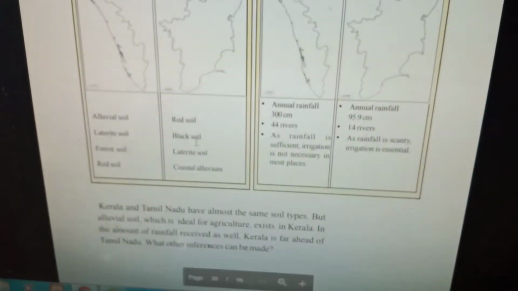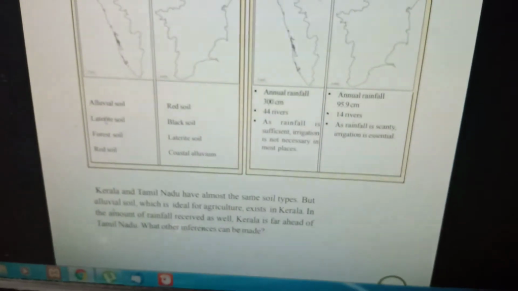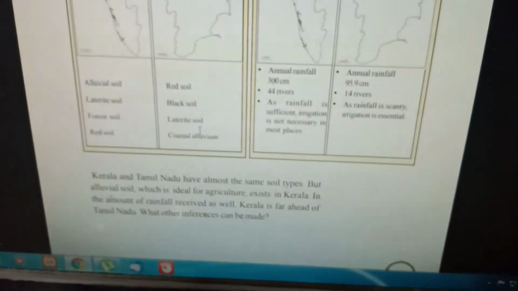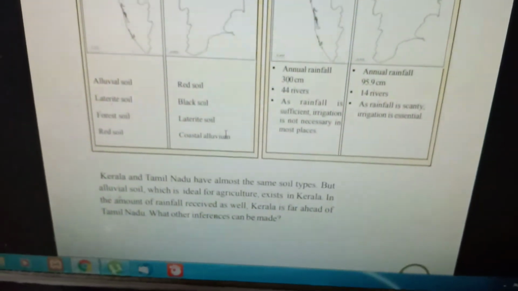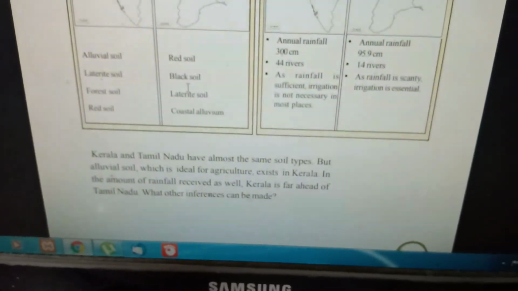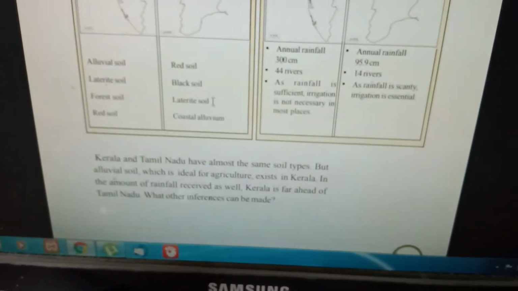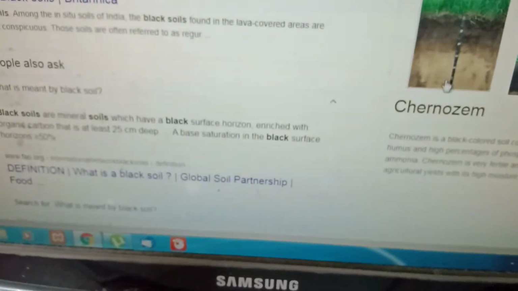Next soil is coastal alluvium. All the soils of Tamil Nadu are the same as those of Kerala. The exceptional soils are black soil and coastal alluvium. So first of all, we can study black soil. You can see it is black in color itself. Black soils are mineral soils. This is a black soil picture.